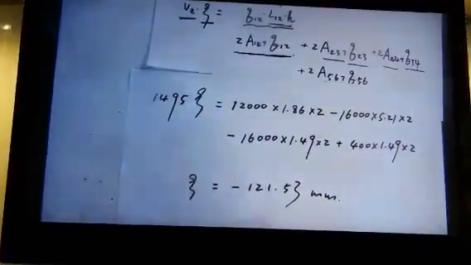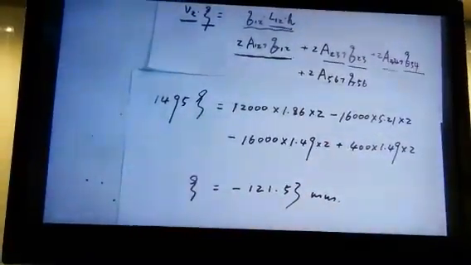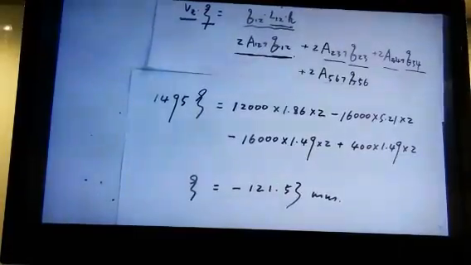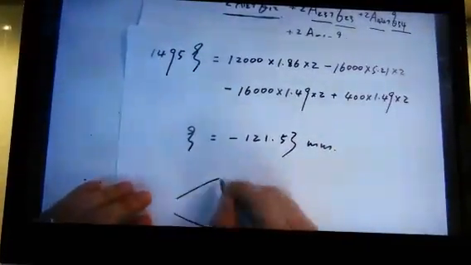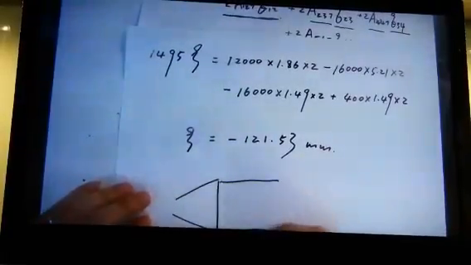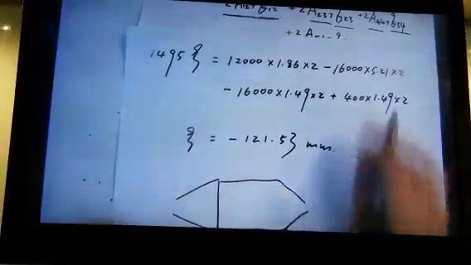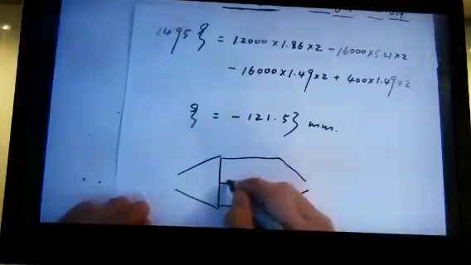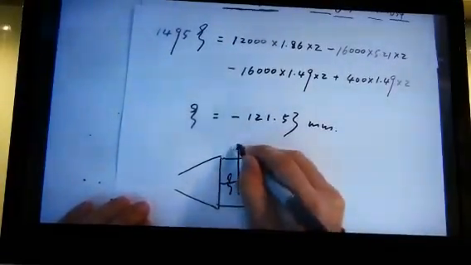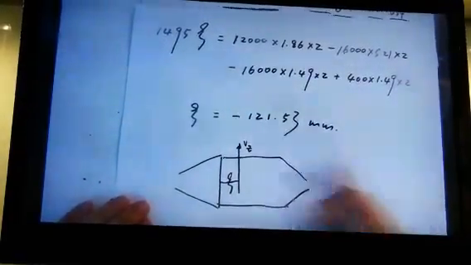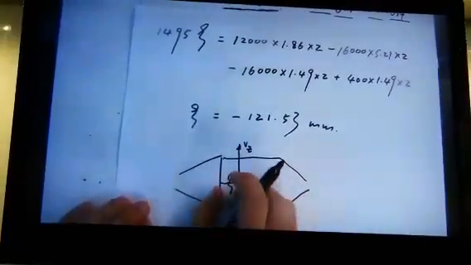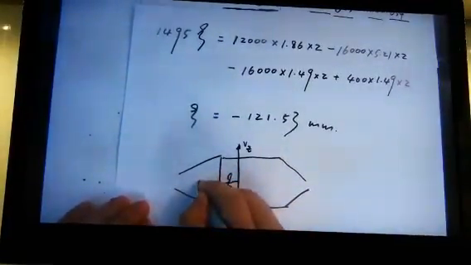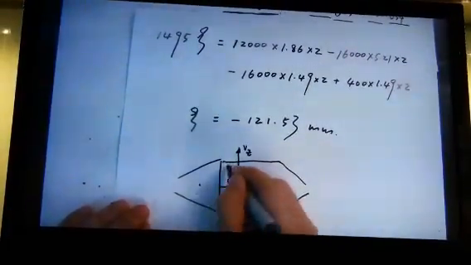Because we are trying to calculate the shear center, we are assuming the e is from here to here. And then this is the shear force, Vz. If you get a negative number, that means it shouldn't be on this side, it should be on this side. This is the origin. This is 0.7.